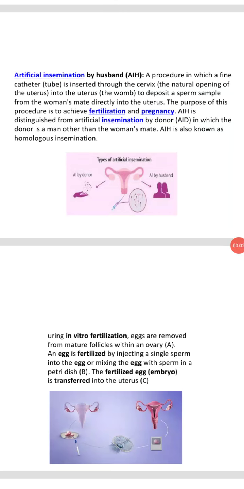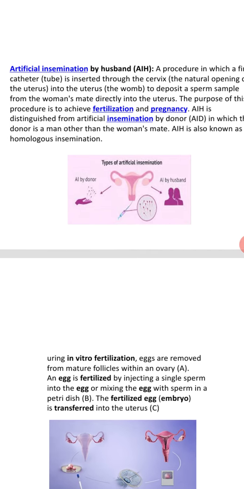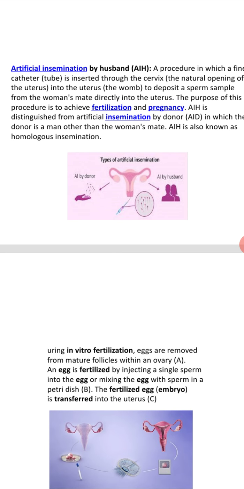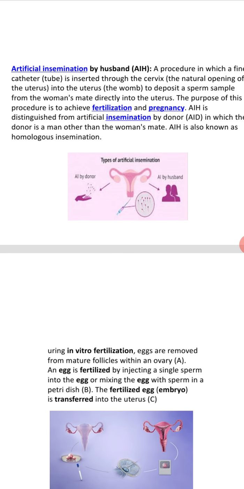In session 5, you have learnt about different types of ART, that is assisted reproductive technology. Coming to the first type of assisted reproductive technology, first is artificial insemination: artificial insemination by husband or artificial insemination by the donor.